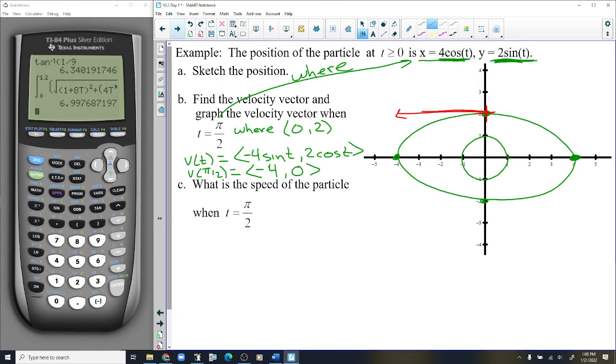So this is the direction the particle is going at the very top, and the magnitude is how fast it's going. So it says, what is the speed of the particle? So the speed is equal to the magnitude of the velocity vector, which is the square root of negative 4 squared plus 0 squared, which is square root of 16, which ends up being 4. And when it's a horizontal vector or a vertical vector, it's pretty easy to tell what the length is. Now, when it's at an angle, then that's a little harder, and we've got to use the Pythagorean theorem for sure.